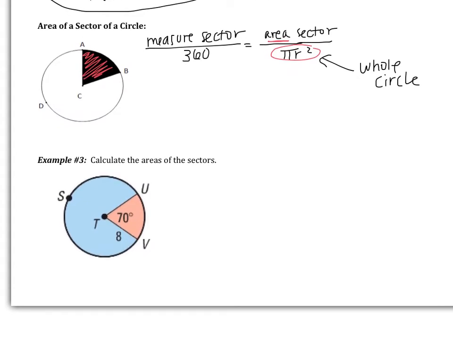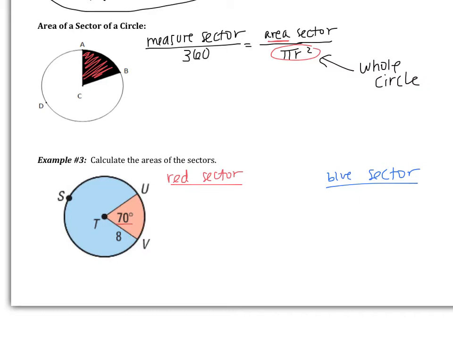It says calculate the area of the sectors. So we're going to have to calculate the red sector area, and we're also going to have to do the blue sector. On yours, I think they both show up as gray. So let's start with the red.